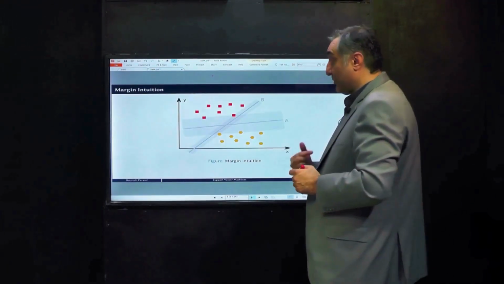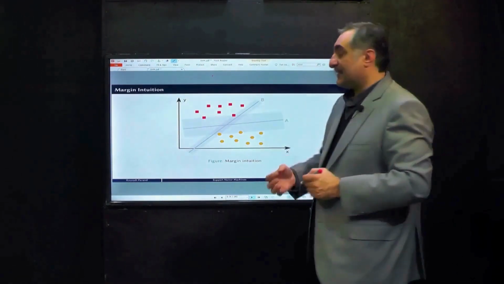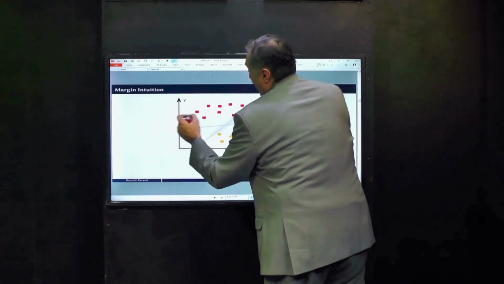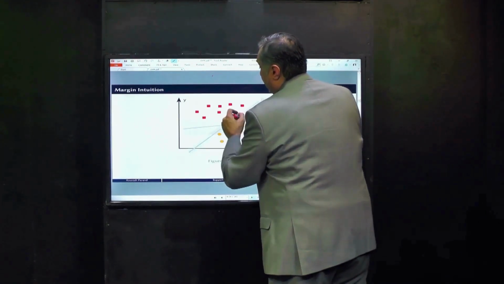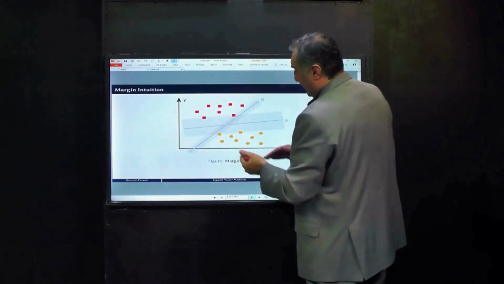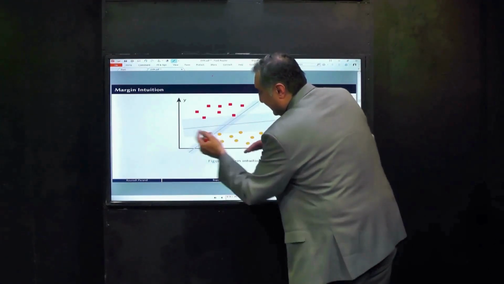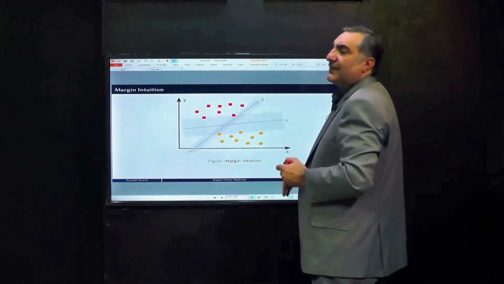Please pay attention. I want to maximize the margin in such a way that these data points, which are the red squares here, as you can see, are above this line, and the circles you see are below this line. They should be placed that way. All right, let's move on.